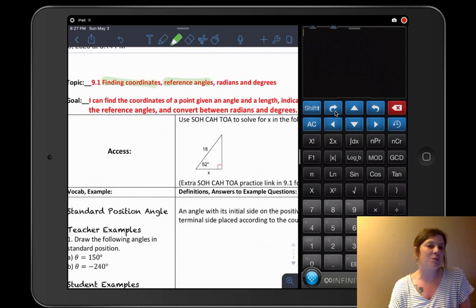So if you want to look up some extra videos to prepare yourself for next week, you could look up how to memorize the unit circle or how the unit circle works. But reference angles are something that are related to the unit circle. And then we're going to talk about radians and degrees. And radians are a different way to measure angles than degrees, which is what we're used to.